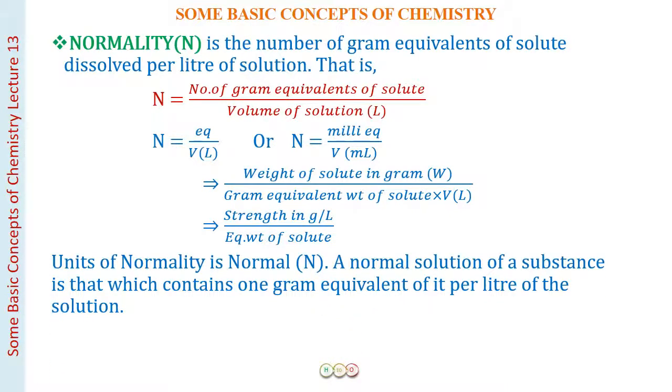So I hope all these formulas are very clear to you, because you are going to use them in the numerical. So you should understand them and learn them really very well. Now the unit of normality is normal, denoted by N. So what do we mean by one normal solution? A normal solution of a substance is one that contains 1 gram equivalent of it per liter of the solution. So 1 gram equivalent divided by 1 liter is equal to 1 normal.